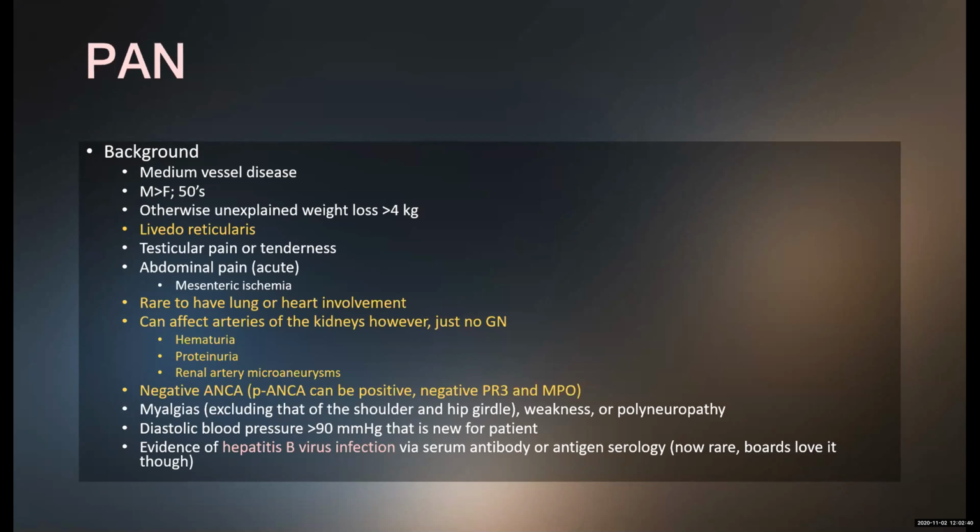So for PAN, you're going to look for this livedo reticularis, which I'll show you a picture of in a second, but it's kind of this lacy-like purplish hyperpigmented rash, usually in the abdomen as well as the lower extremities. In men, it can be associated with testicular pain. It's not common to have any lung or heart involvement.